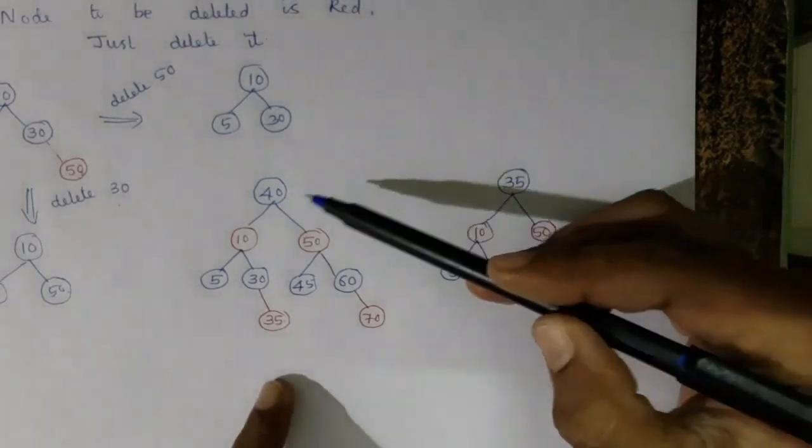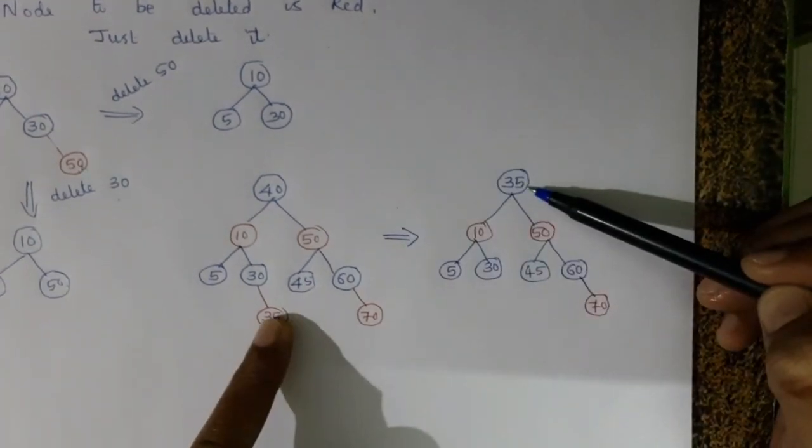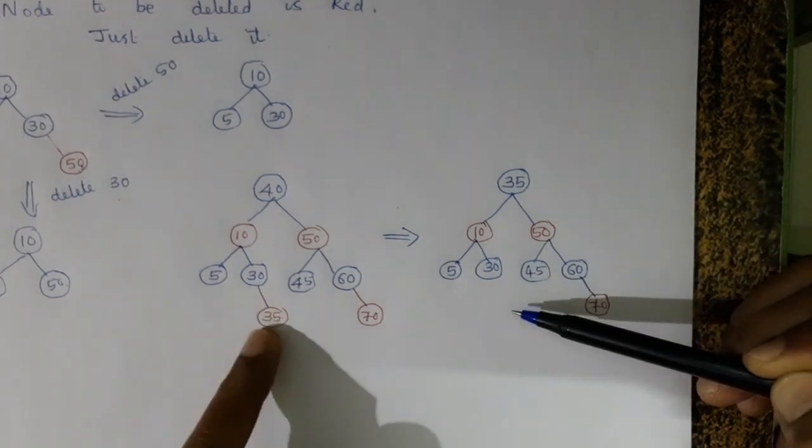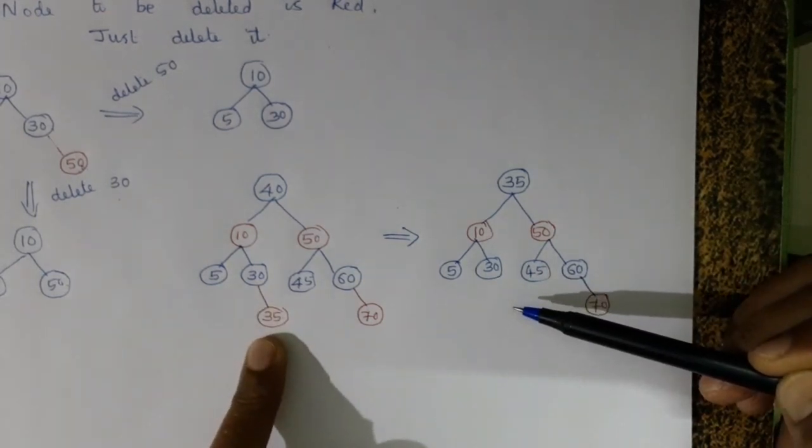So here 40 is replaced by 35. Then we have to delete 35. 35 is a red node, so you can simply delete 35 from the red black tree.